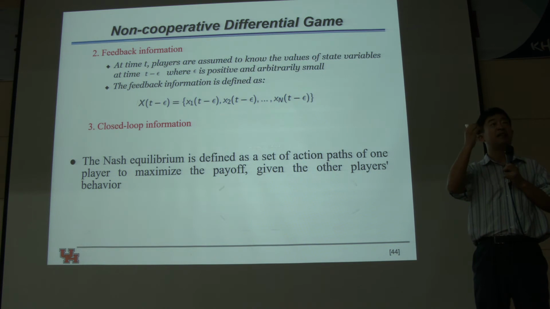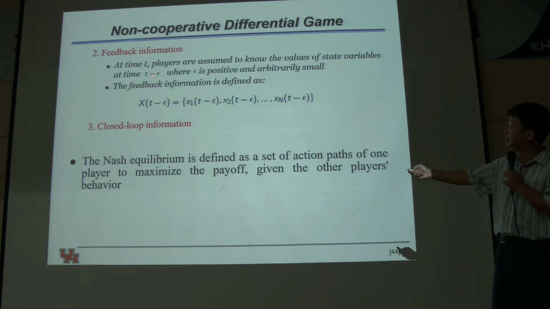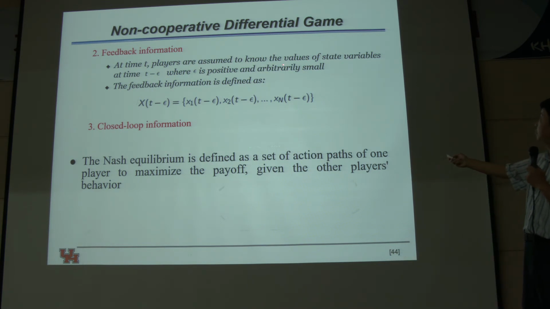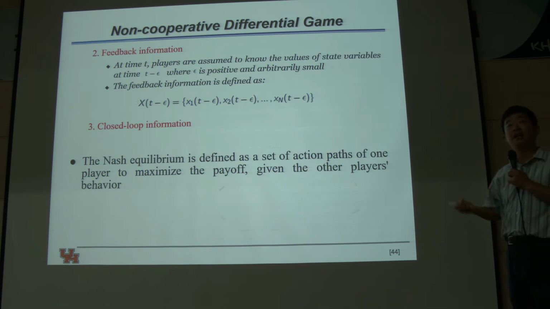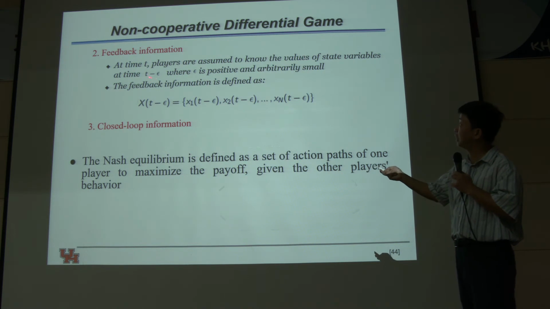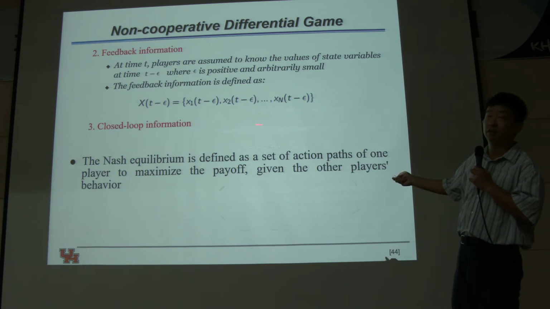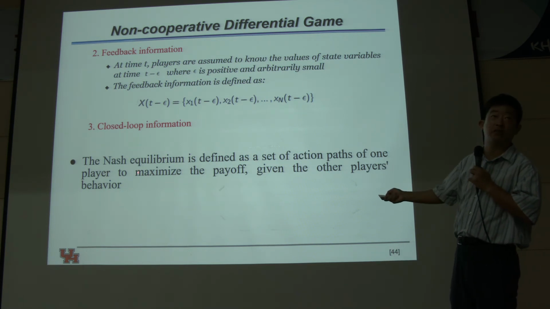I immediately can observe. And there's one thing called feedback information. In this case, at time t, the player assumes to know the value of the state variable at t minus τ. So I have a short delay for that. Basically, I have a time delay for that, and this delay is due to the feedback. So in this case, what is this kind of solution?